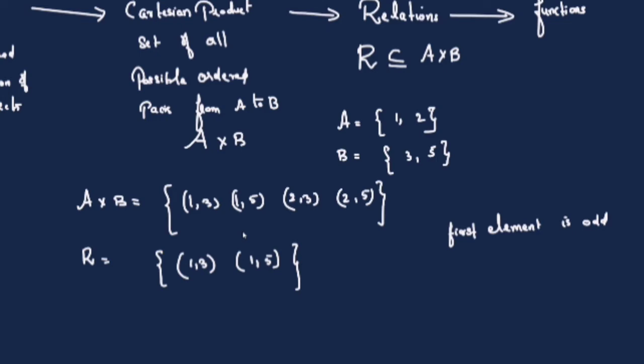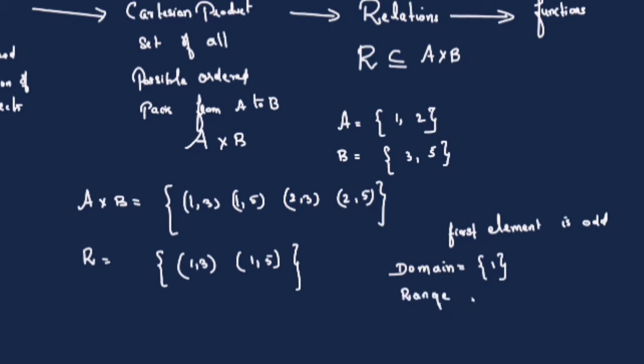Now there is something called the domain of a relation. This is a set R. The domain is the first elements. What are the first elements? What is the first element here? 1. Only 1. The first element is 1, isn't it? Here also 1, here also 1. So domain is {1}. The range is the second elements. Second elements are 3 and 5. So what is the domain in a relation? All the first elements. Range is all the second elements.